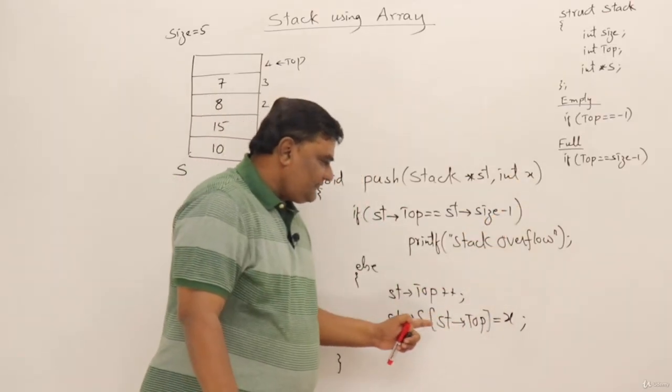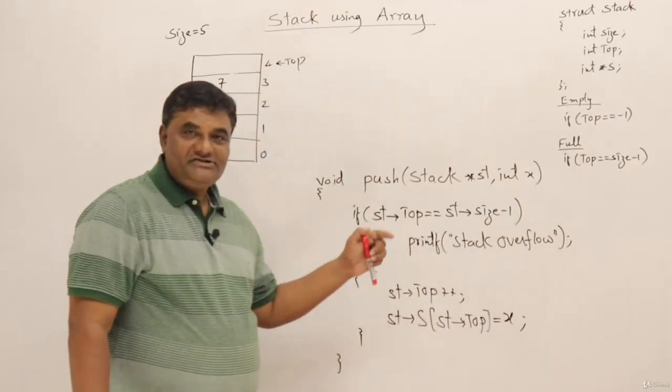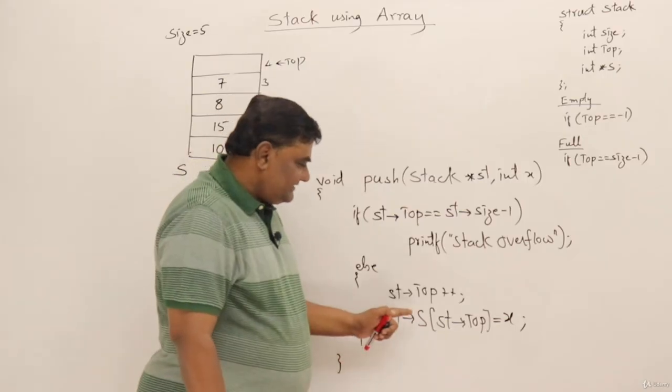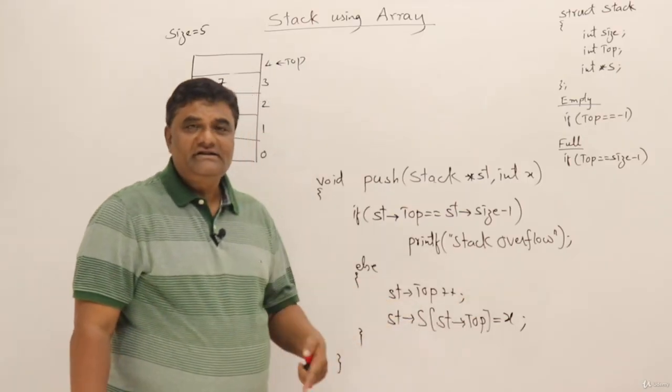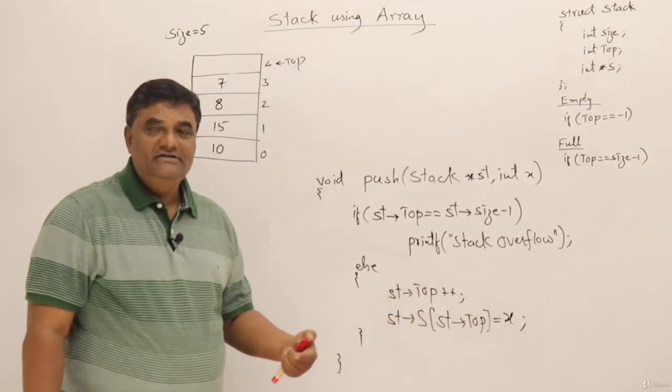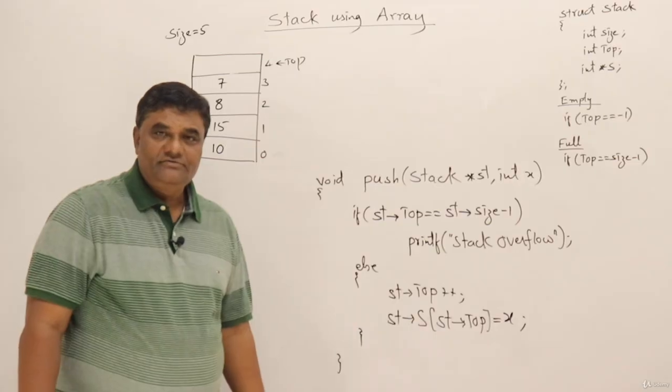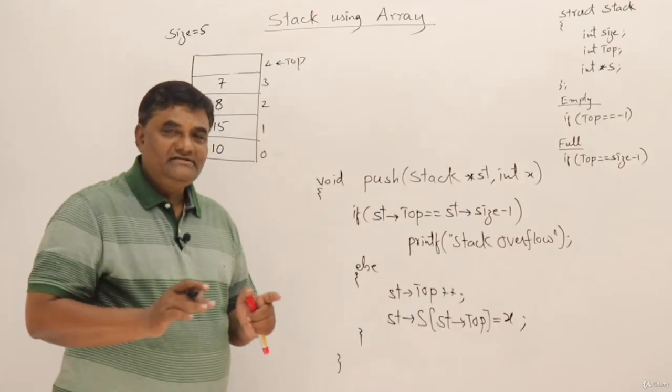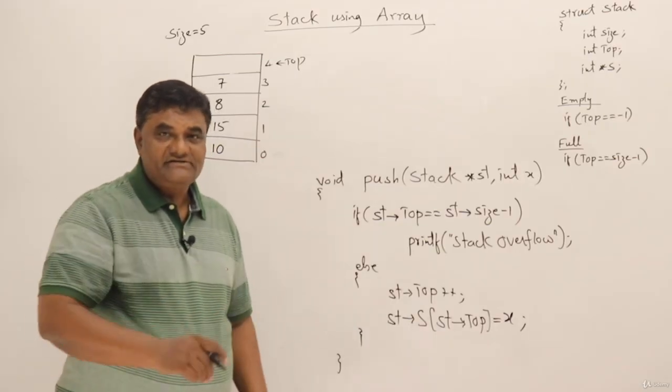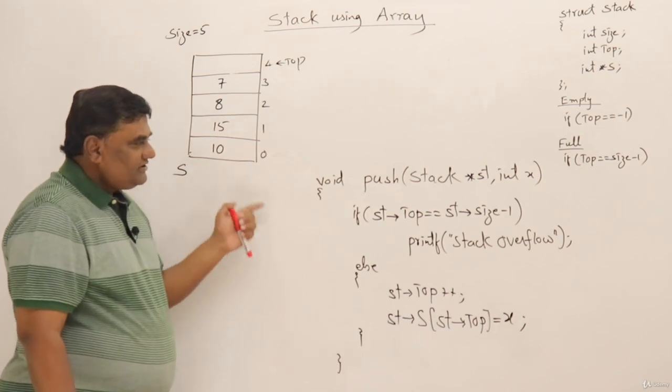See, actually this is s of top, but both are inside structure. So I am writing st is s and st is top. So this is the style of code we will be writing in the remaining functions also. So remember that these things are inside the structure which we have already discussed. So this is the method for pushing a value.